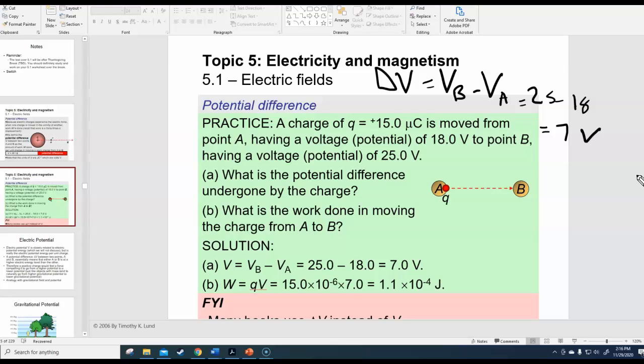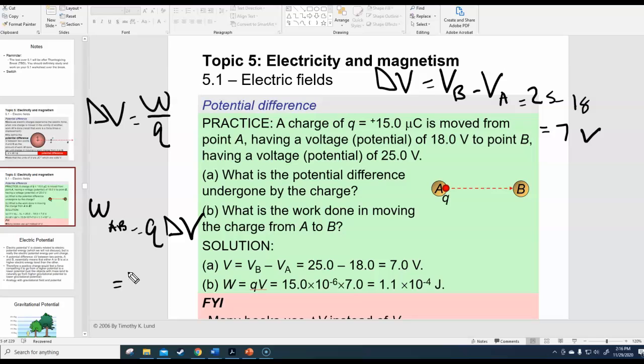Okay, now question B says, what is the work done in moving the charge from A to B? Well, the way potential difference is defined, I will remind you, potential difference is defined as the work done per unit charge in moving a charge little q from point A to point B. So in other words, the work needed to move the charge from A to B would just be equal to q times that potential difference, delta V. And so that would be 15 microcoulomb.